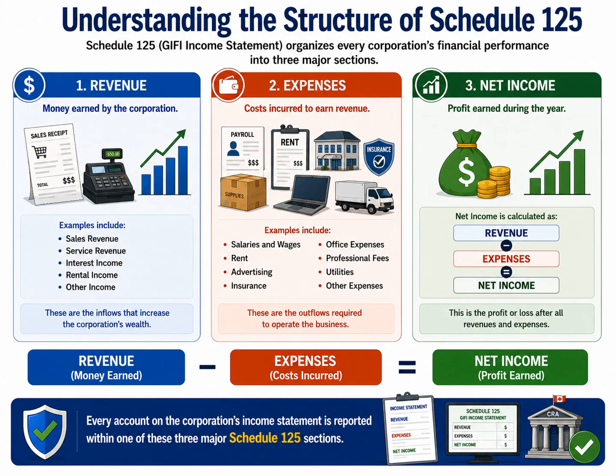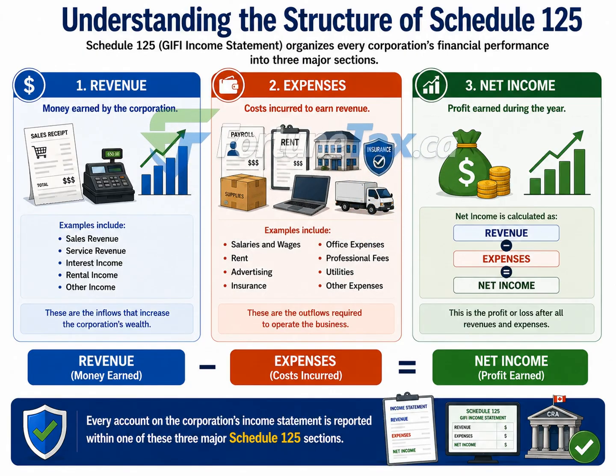every income statement. When preparing Schedule 125, every income statement account is assigned to one of these three major categories. Whether the corporation records sales, advertising costs, salaries, or insurance expenses, each account is organized into the appropriate GIFI category before being reported to the Canada Revenue Agency.